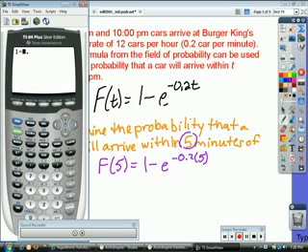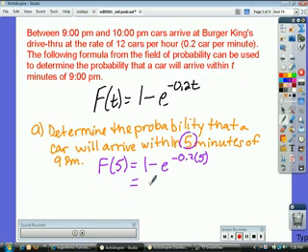Okay, we need the e, negative 0.2 times 5. Okay, and now we can hit enter, and that would be our function value.